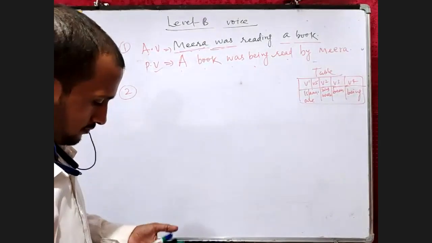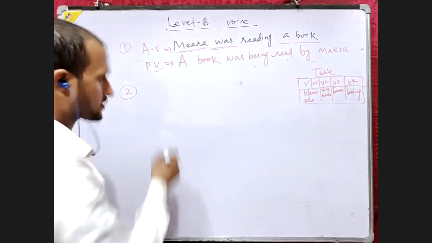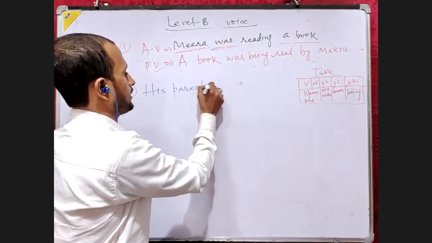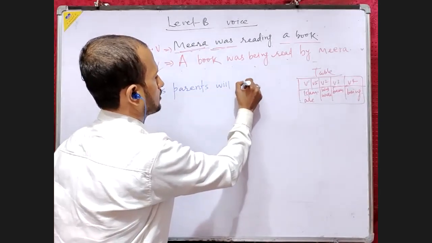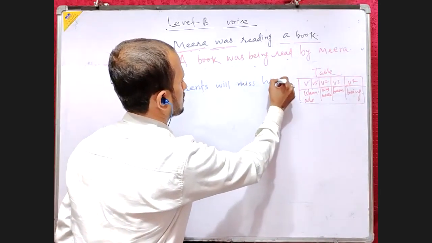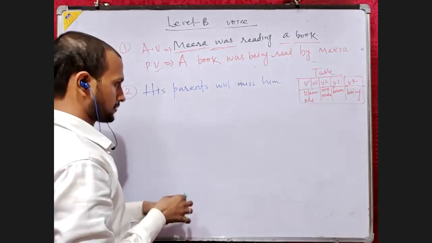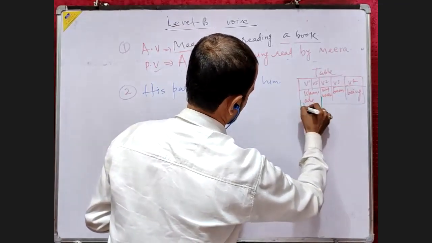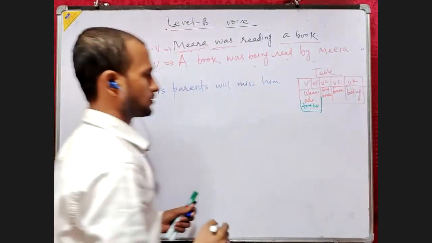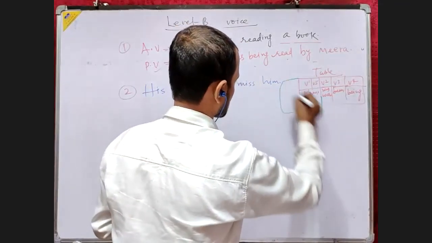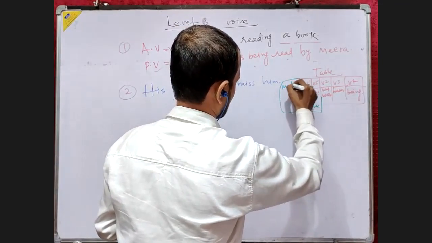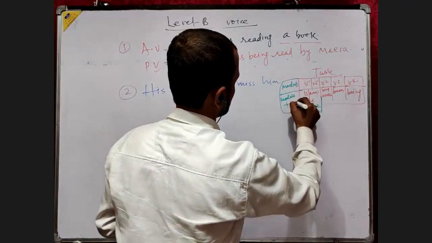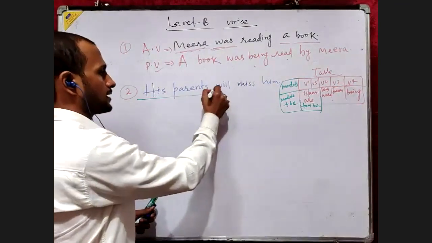Question number 2. His parents will miss him. Listen. One important thing: 2 will be with we. And one important thing is modal. If it is a modal, after modals it will always be. His parents will miss him.